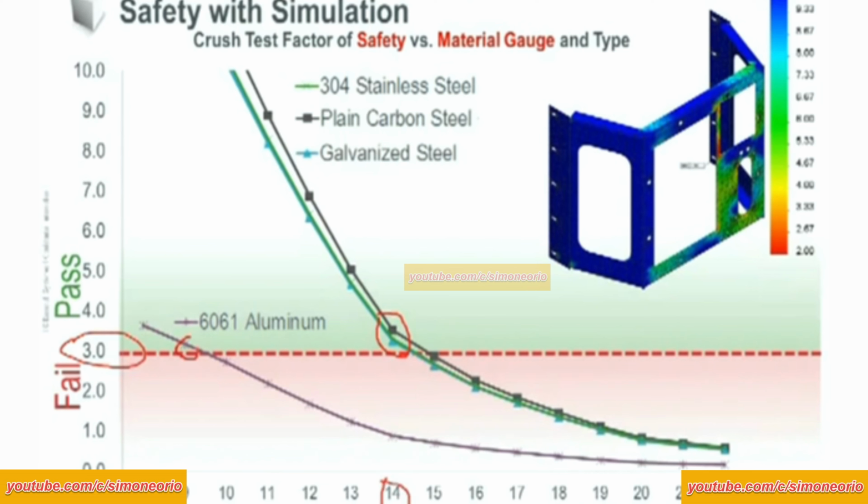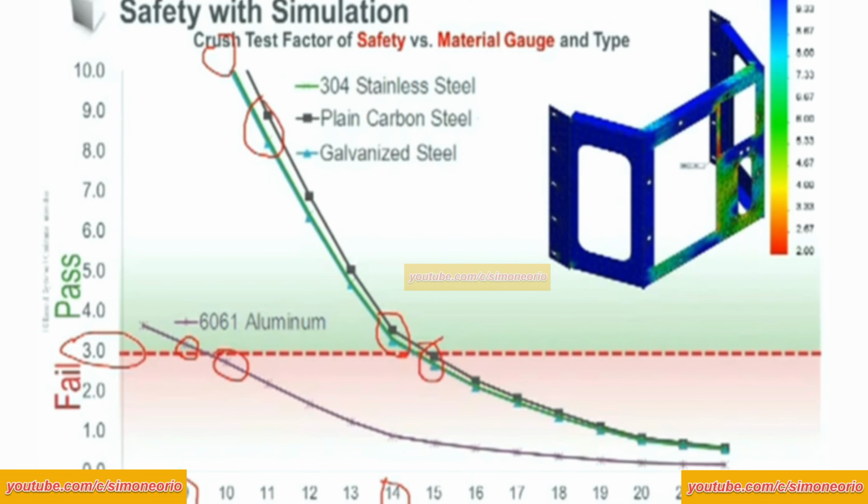If I want to use my 6061 aluminum, I need to use a 9 gauge. Now everything above that passes, but if I start using 12 gauge, 10 gauge, that's where we get into the over design and really the too high of a cost option. So the optimum solution is right around here. But that's only one piece of the puzzle, right?